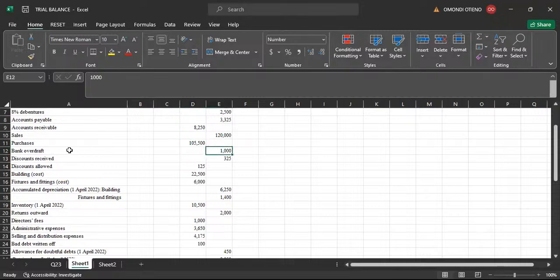You're able to see where they are placed. Bank overdraft, that's a liability. Discount received, income item. Discount allowed, expense item. Buildings at cost, that is a non-current asset. Fixtures and fittings at cost, that's an asset, and of course non-current. Accumulated depreciation, the reduction in value of the non-current assets due to wear and tear or due to usage.